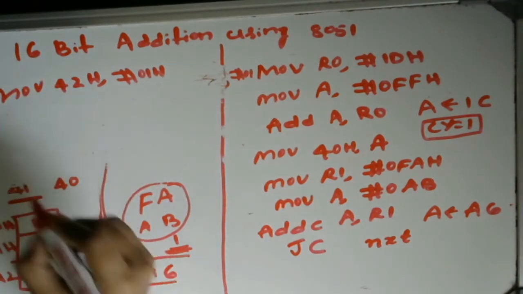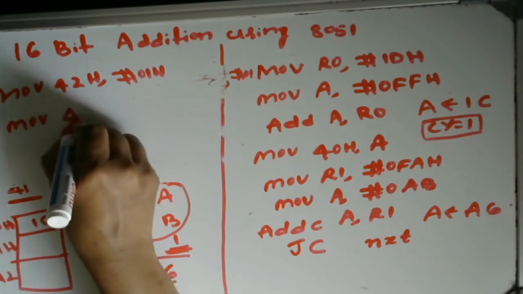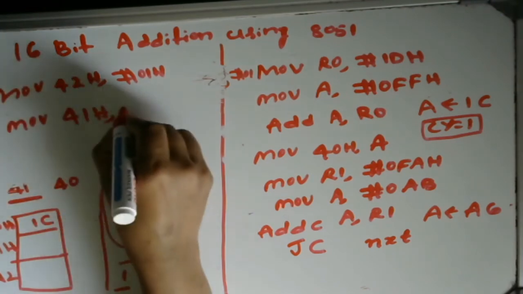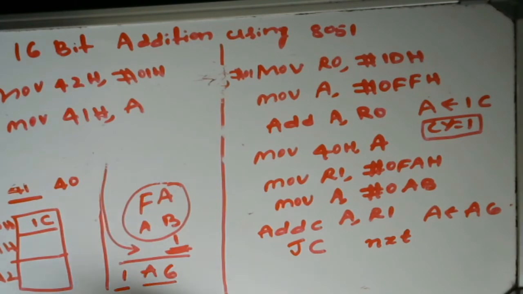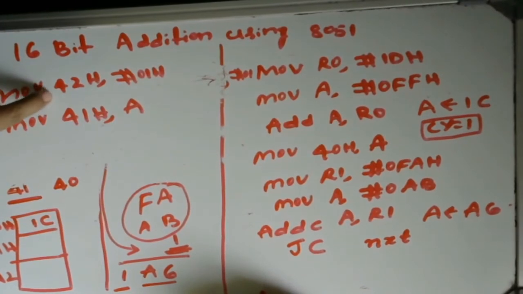That is the next higher byte of the result. That is, move 41H, comma. If the carry is not generated, then we need not store the carry. It means in 42H we must have only 00H.